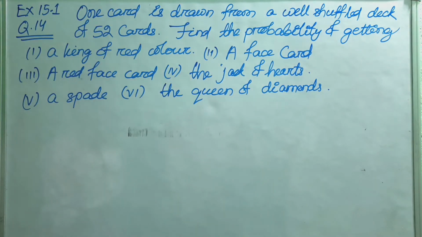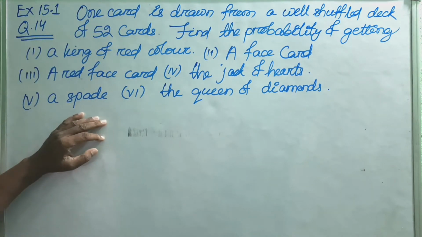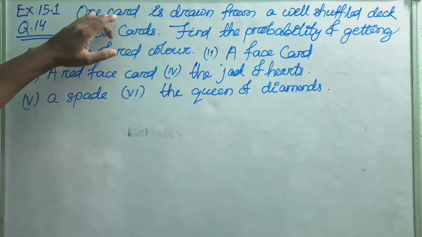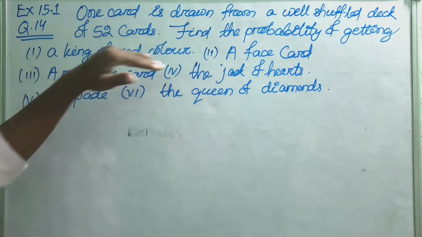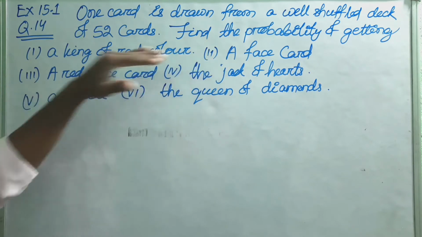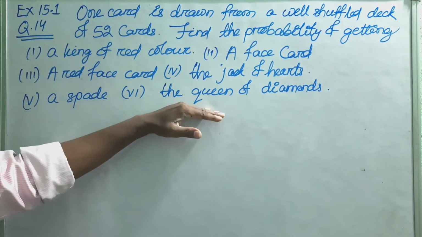Today we will solve question number 14 of exercise 15.1 from chapter 15, CBSE class 10 math. The question is: one card is drawn from a well shuffled deck of 52 cards. Find the probability of getting a king of red color, a face card, a red face card, the jack of hearts, a spade, the queen of diamonds.